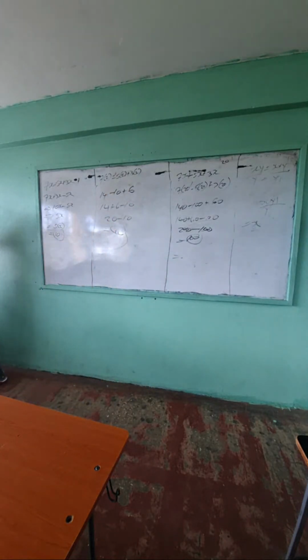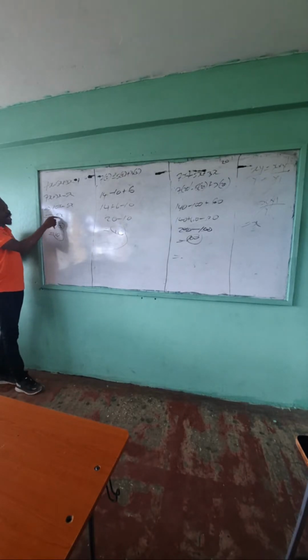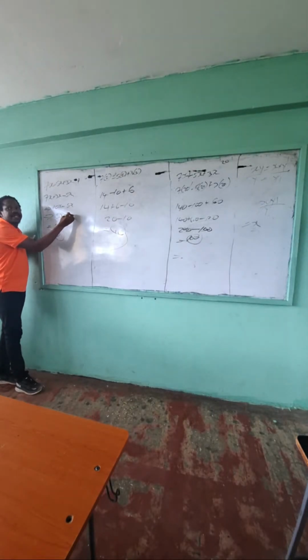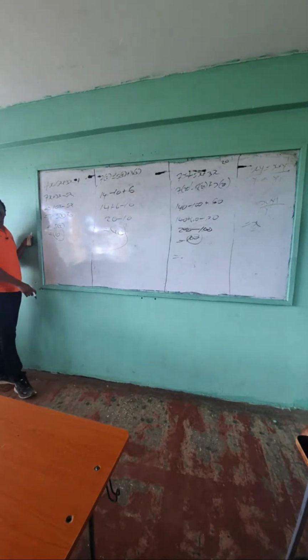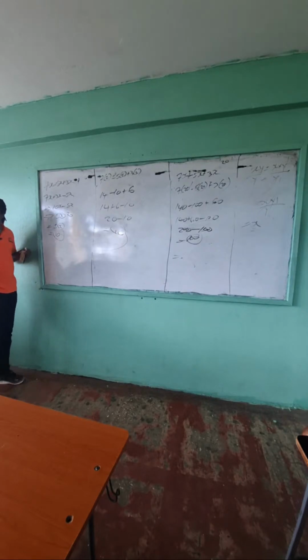Everybody understand that? Everybody understand? Yes, sir. All right, because when it comes to 5x, that would have been 5 times 20, which would have been 100. Everybody see that? Yes, sir. All right, good.